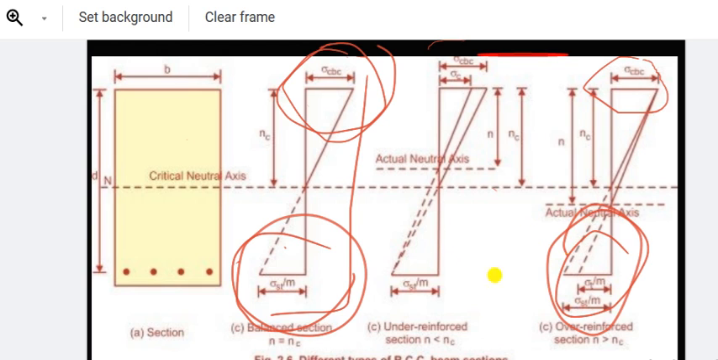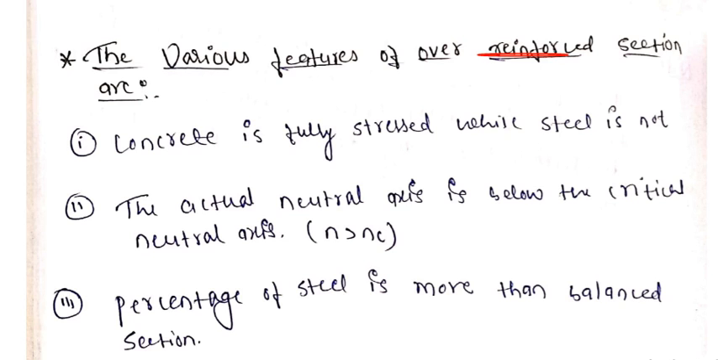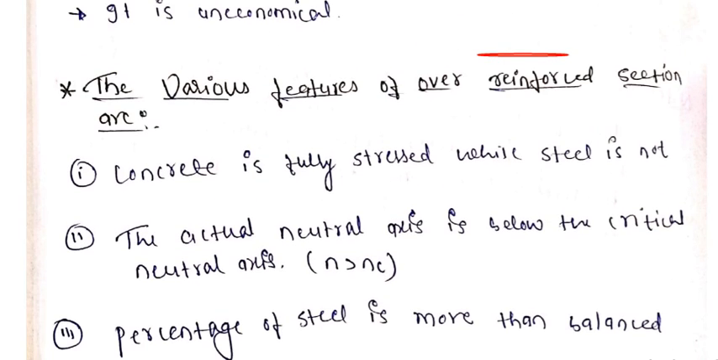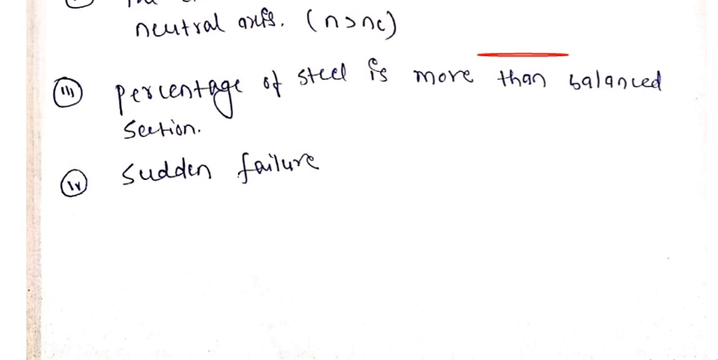You can see from these figures, it clearly shows the concept, and this concept is very essential. Friends, you can see here too: the concrete is fully stressed while the steel is not. It is quite the opposite. In over reinforcement sections the actual neutral axis is below the critical neutral axis, the percentage of steel is more, hence this section is uneconomical, and it has sudden failures.